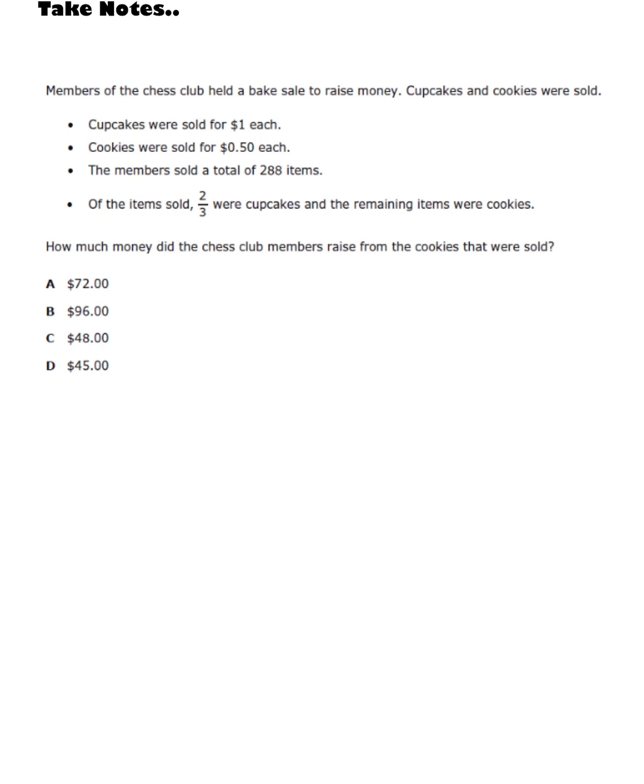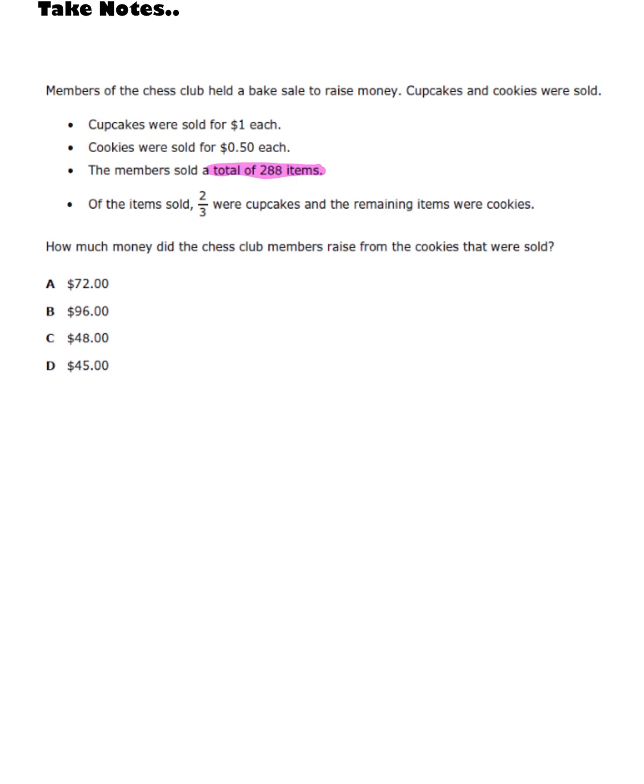So it says, members of the chess club held a bake sale to raise money. Cupcakes and cookies were sold. Cupcakes were sold for $1 each. Cookies were sold for 50 cents each. The members sold a total of 288 items. So we know we're going to use that total. And it says, of the items sold, 2/3 were cupcakes and the remaining items were cookies.